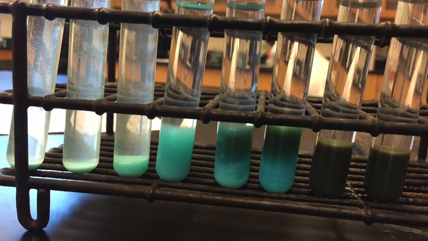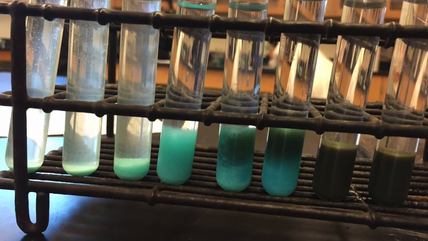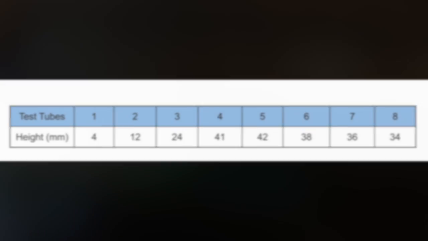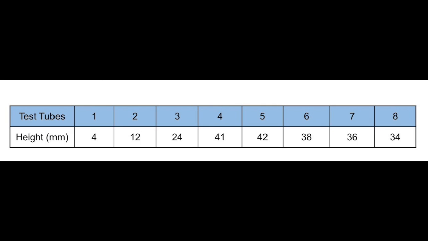Data. When mixing both liquids, potassium hydroxide and copper sulfate, we saw that in tubes 1 through 4, where potassium hydroxide was the limiting reactant, the precipitate levels gradually increased. In tube 5, where there are no limiting reactants, the precipitate levels reached a peak. In tubes 6 through 8, where copper sulfate was the limiting reactant, the precipitate levels gradually decreased.